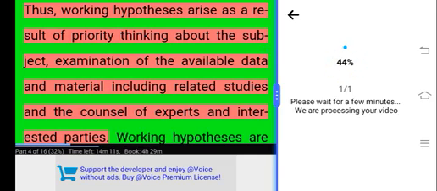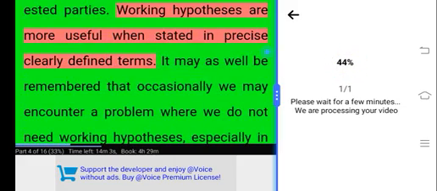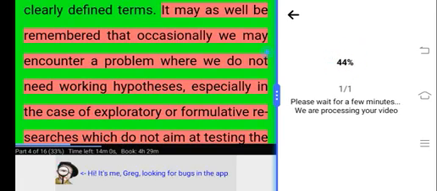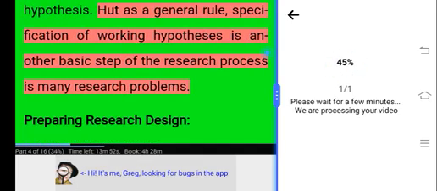Thus, working hypotheses arise as a result of prior thinking about the subject, examination of the available data and material including related studies and the counsel of experts and interested parties. Working hypotheses are more useful when stated in precise, clearly defined terms. It may as well be remembered that occasionally we may encounter a problem where we do not need working hypotheses, especially in the case of exploratory or formulative researches which do not aim at testing the hypothesis. But as a general rule, specification of working hypotheses is another basic step of the research process in most research problems.